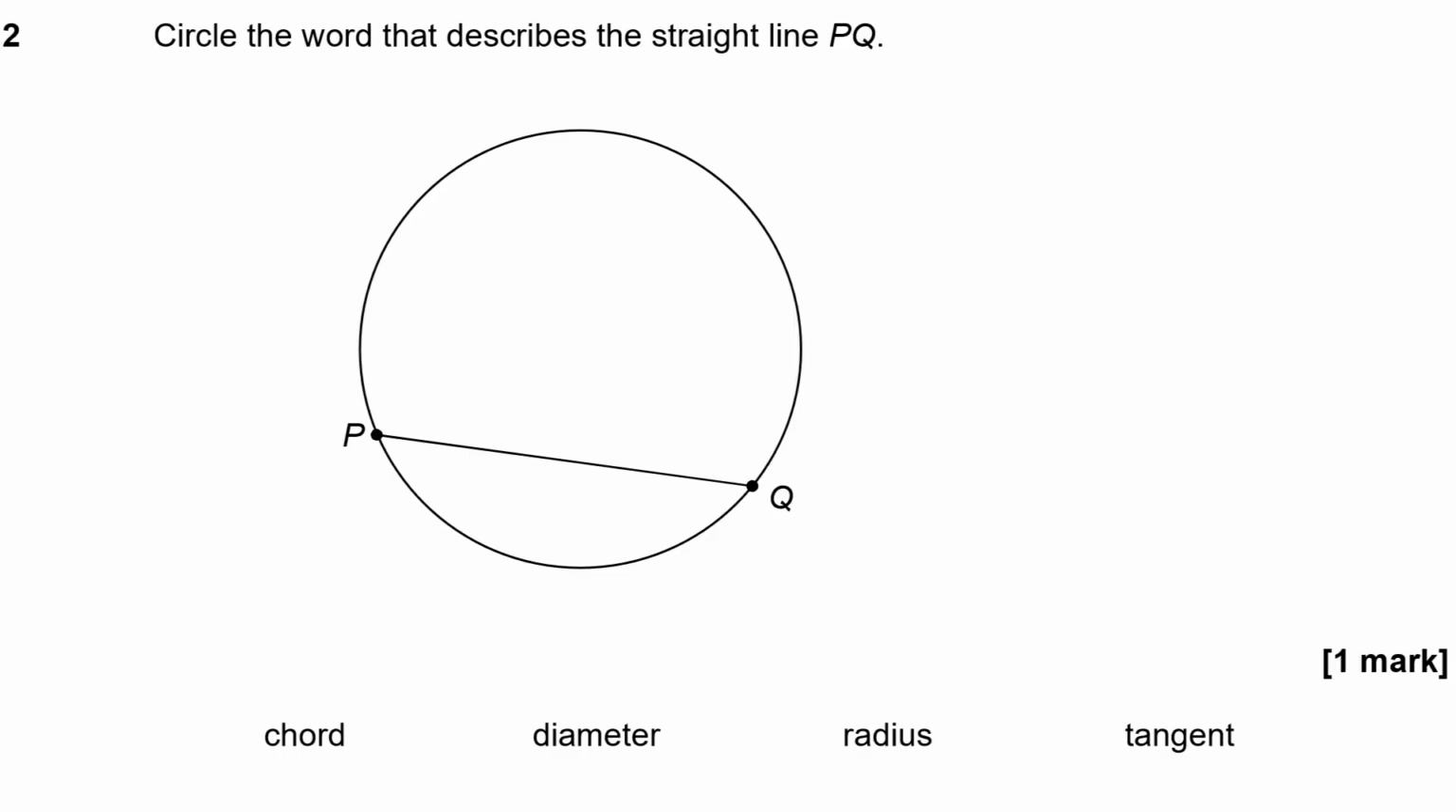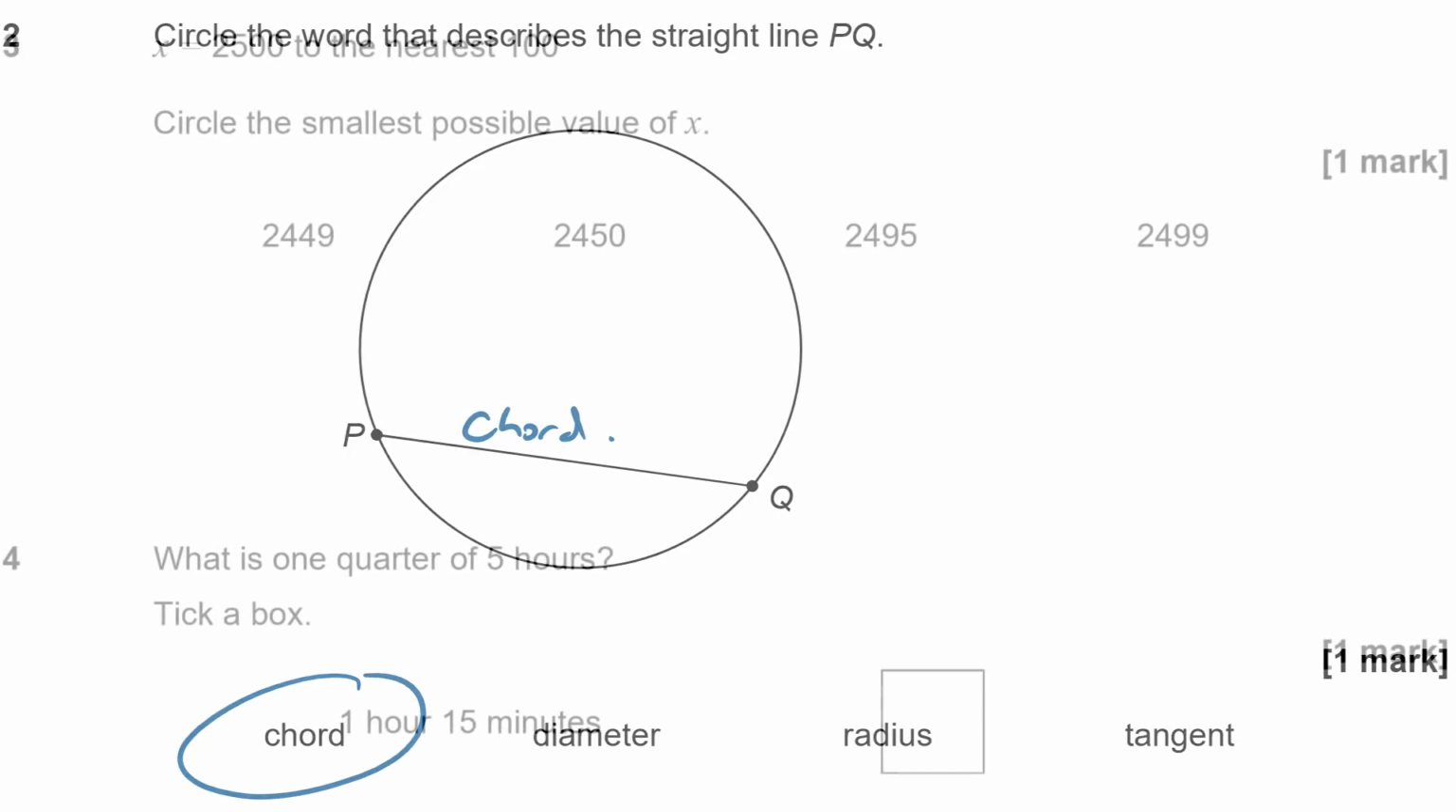Question 2. Circle the word that describes the straight line PQ. Well, that's a chord. It's one of those questions you either know or you don't. There it is.